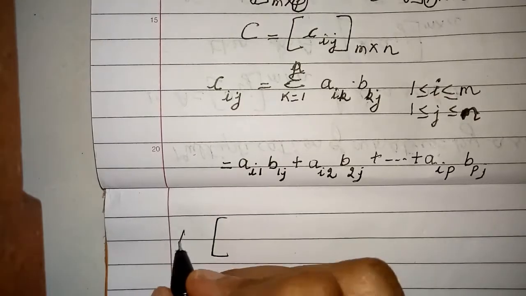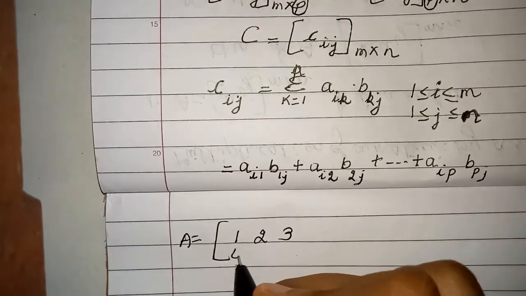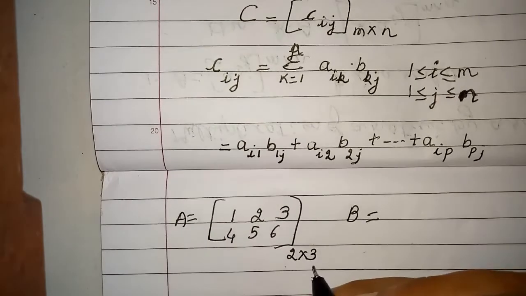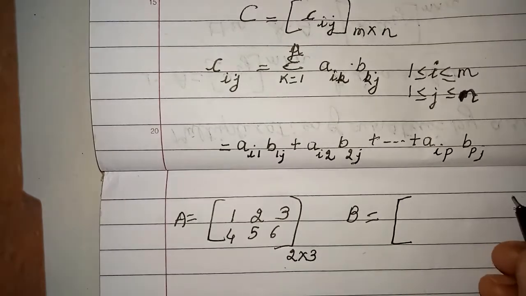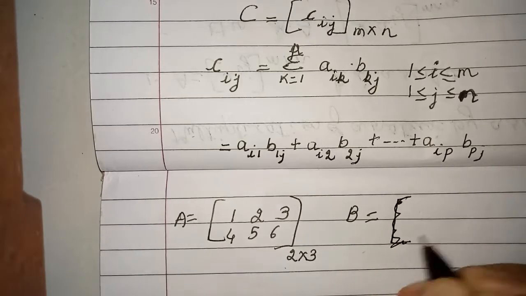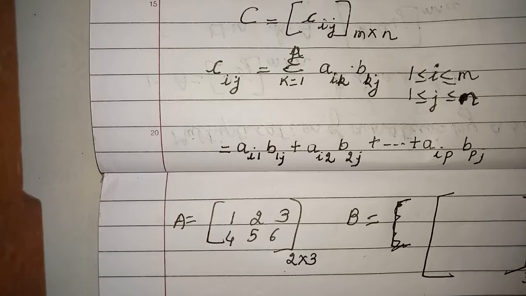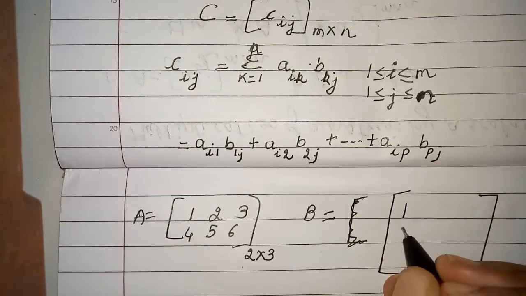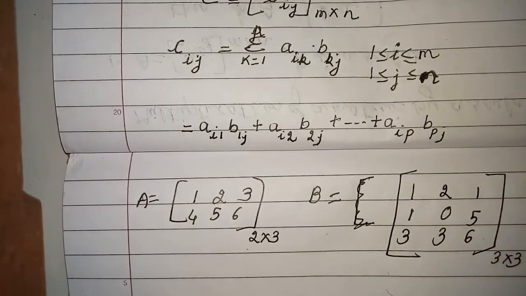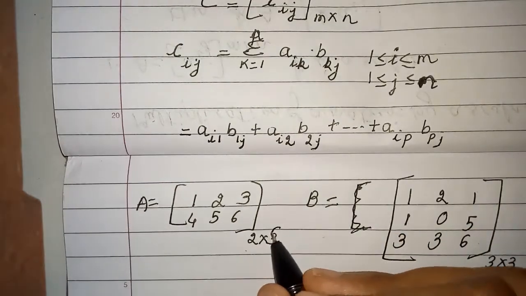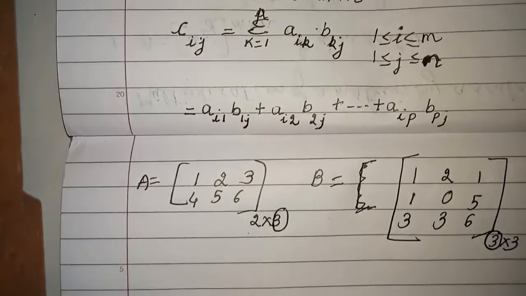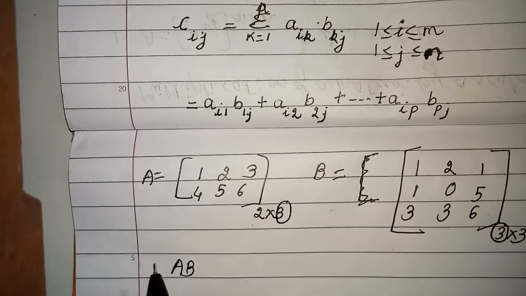For example, if I have a matrix A, its entries are 1, 2, 3 and 4, 5, 6. Now what is the order of this matrix? 2 rows, 3 columns. Yes. Now suppose I again have a matrix, say some 3 cross 3 matrix, with entries 1, 1, 3, 2, 0, 3, 1, 5, 6. The definition says that the number of columns of the first matrix should be the same as the number of rows of the second matrix. Yes, so then AB will be possible and AB will be called C.